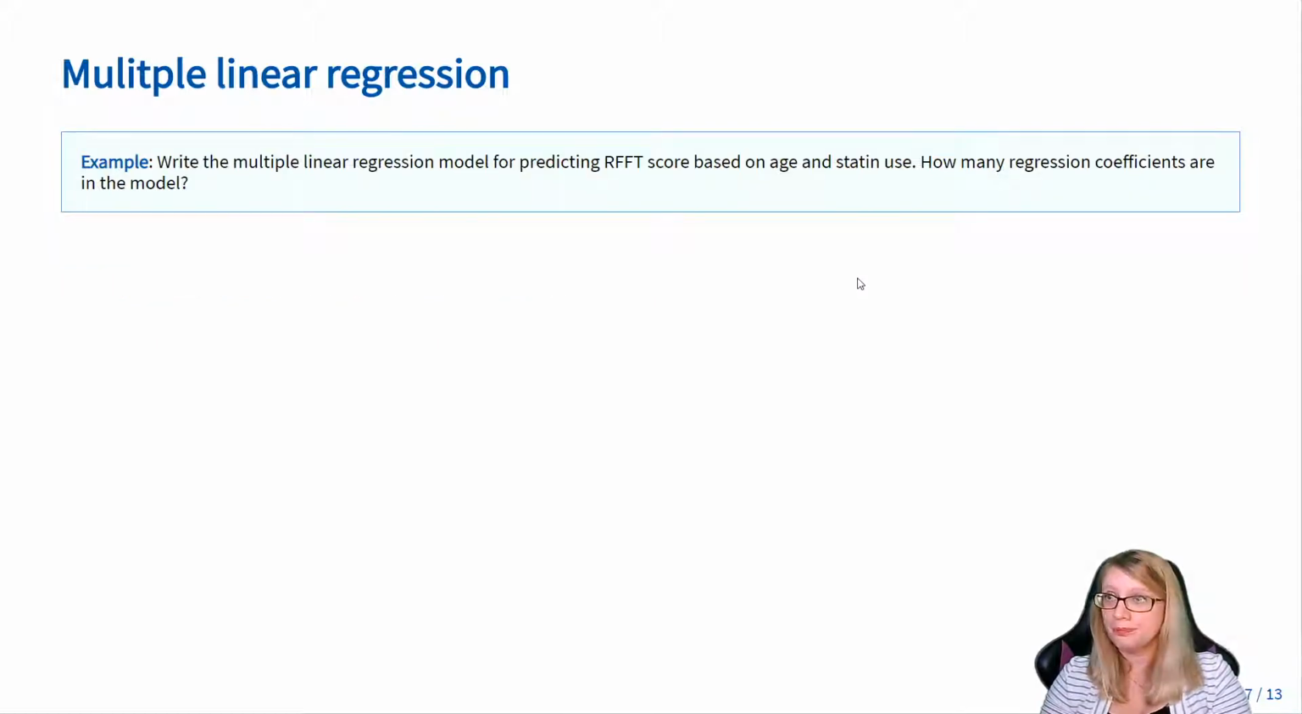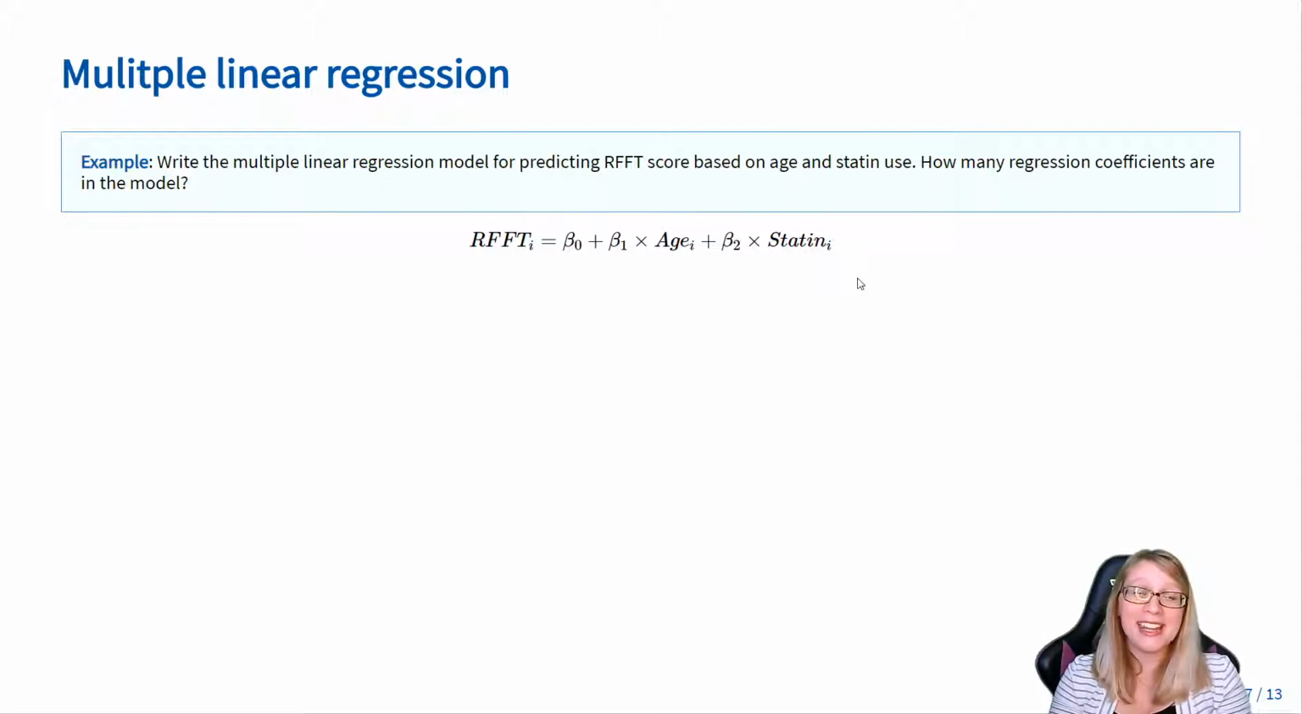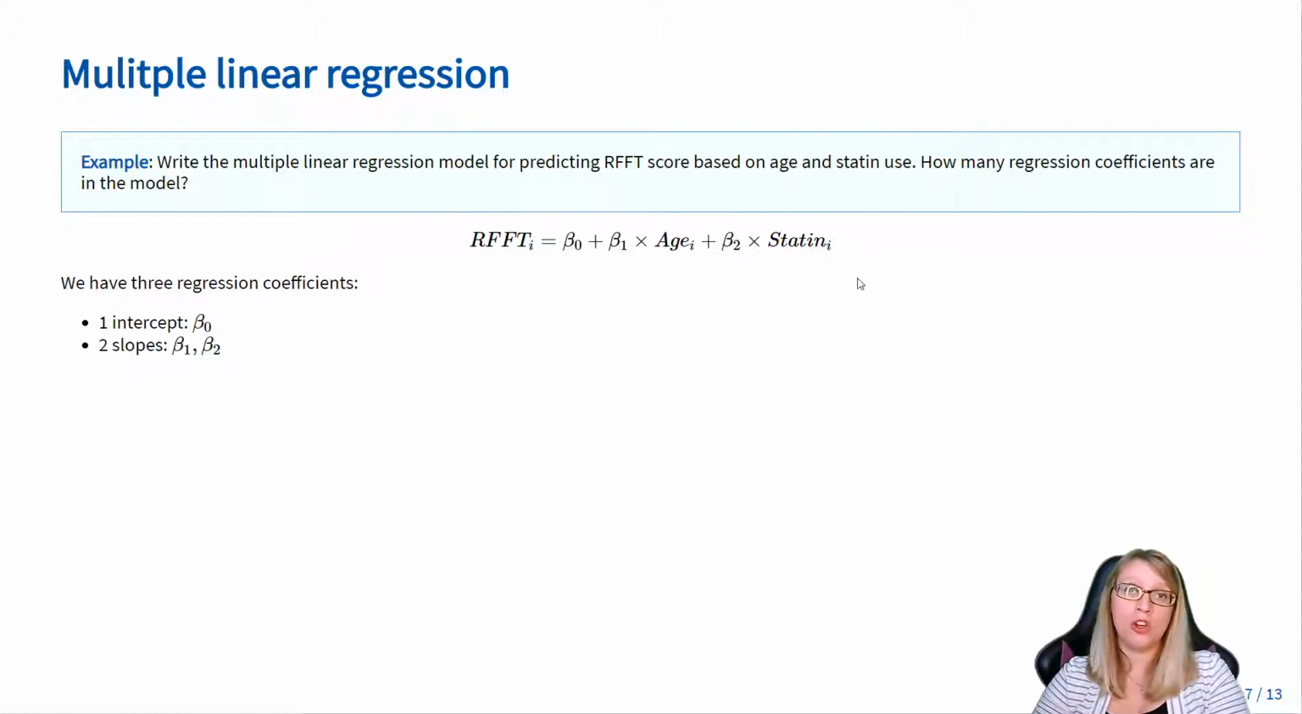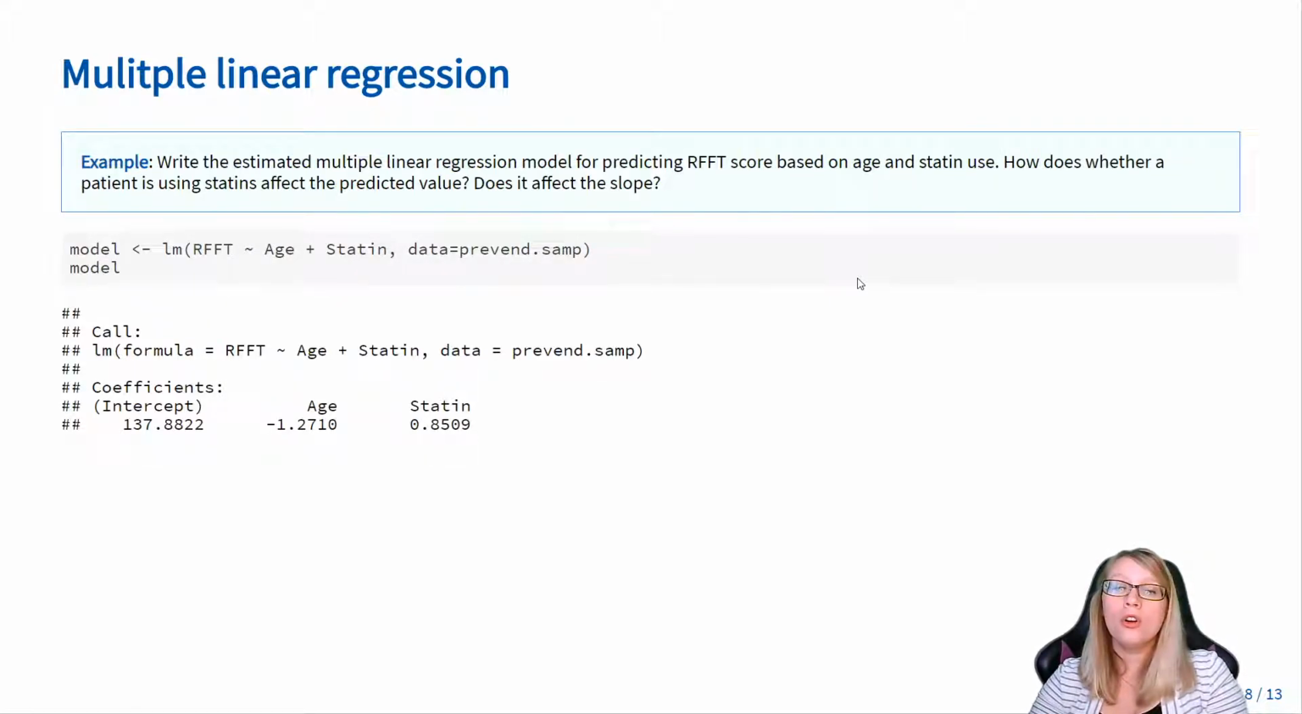So we're now just making our model a little bit longer, adding more variables to this linear regression model. So let's write the multiple regression model for predicting our RFFT score based on age and statin use. So we would predict our figural fluency score with some intercept term beta 0 plus beta 1 times age plus beta 2 times statin use. So we've just added another term. That's it. We now have 3 regression coefficients in this model. We still have one intercept beta 0, but now instead of 1 slope coefficient, we have 2. In order to fit this extended model, we can simply use a plus sign to add additional terms.